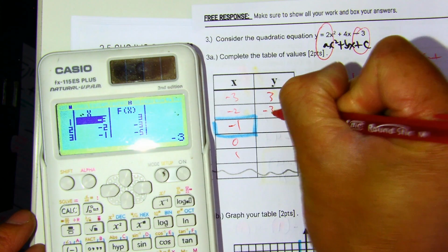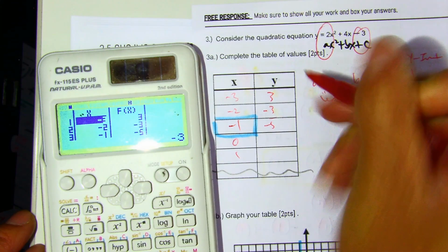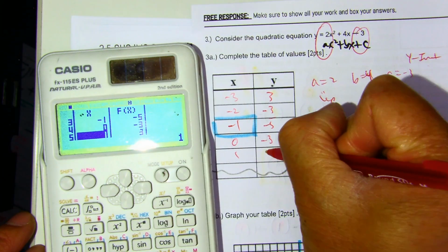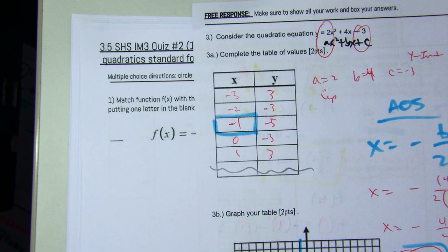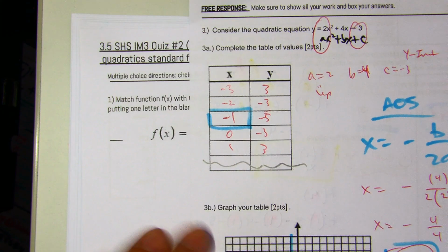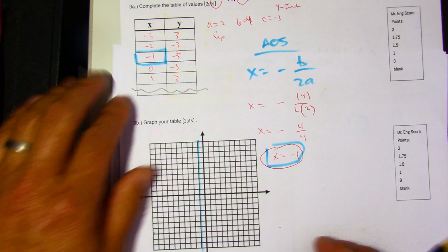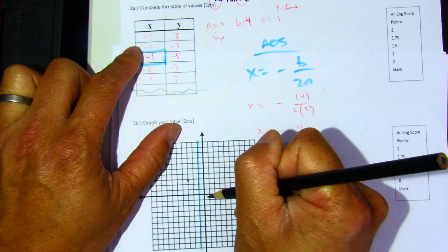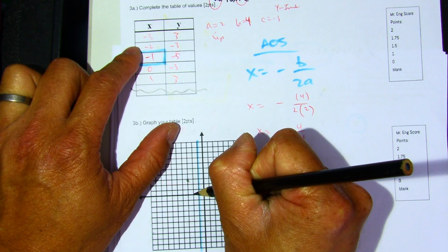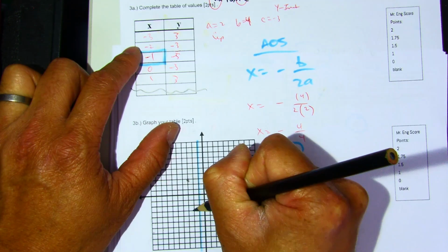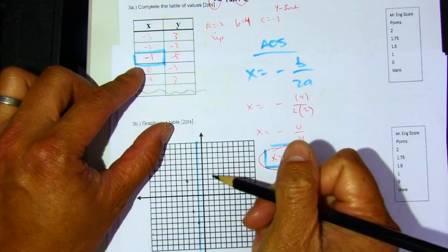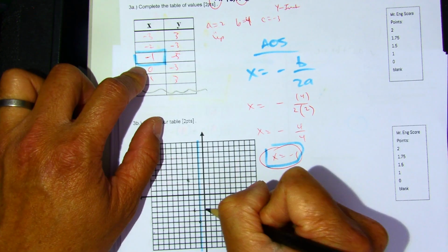Let's go ahead and graph those. Left 3, 1, 2, 3, up 3. Left 2, down 3. Left 1, down 5, so that's 3, 4, 5. 0, negative 3, and right 1, up 3. So my points are symmetrical across the axis of symmetry, like the mirror I showed you guys in class.